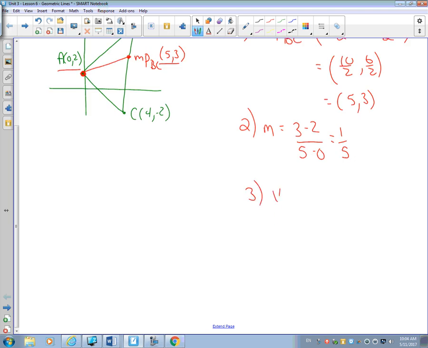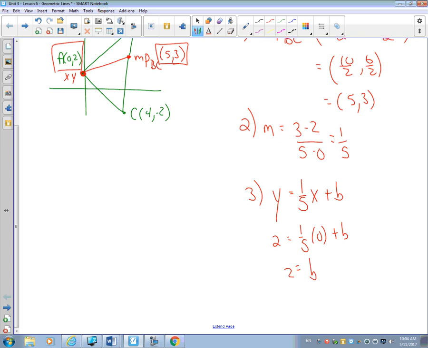Okay, what do we got? We got ourselves part of the equation. You got the m part. I don't have the b. To get b, I need to use a point, any point that I know that's on this line. I know 2 of them. I'm going to use A as my point, x and y. Y is 2, x is 0. Oh, 1/5 times 0 is just 0. So in other words, b is 2.